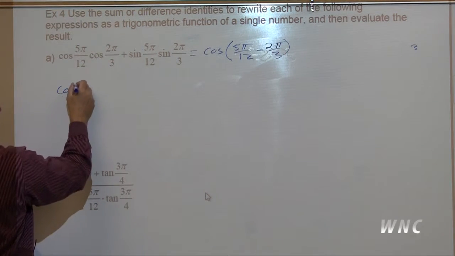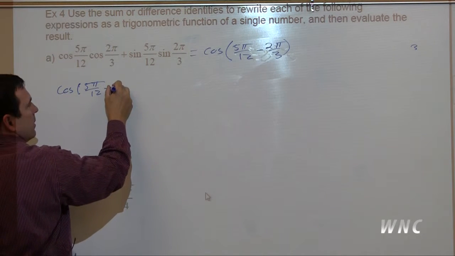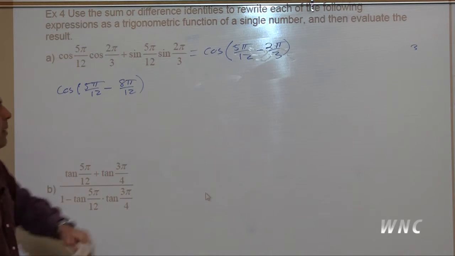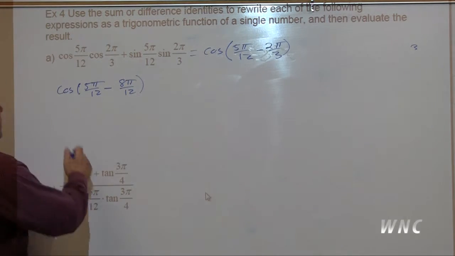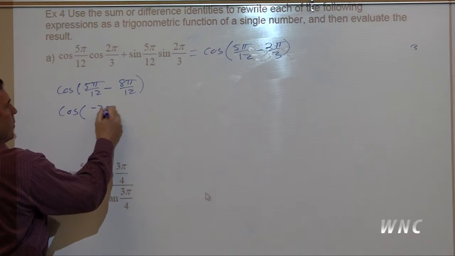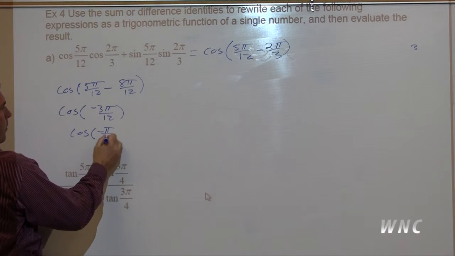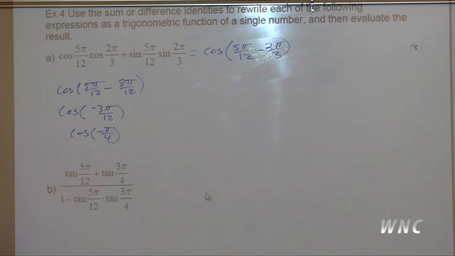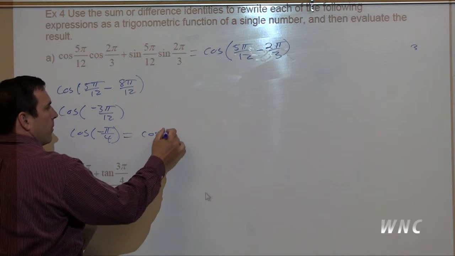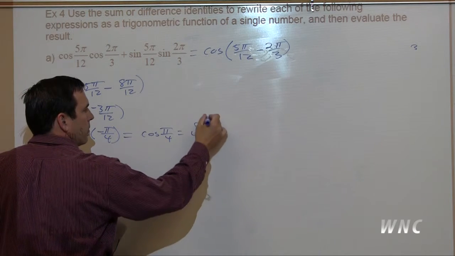That's cosine of 5 pi over 12 minus 8 pi over 12. I multiply both top and bottom by 4. So that's cosine of negative 3 pi over 12, which is cosine of negative pi over 4. Well, cosine of negative pi over 4 is the same thing as cosine of pi over 4, because it's an even function. So that's going to be the square root of 2 over 2.